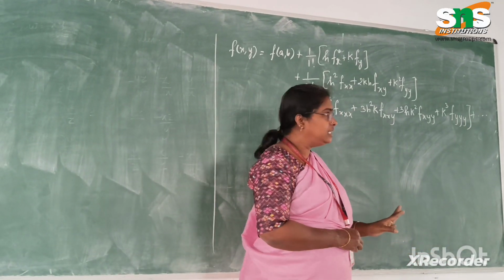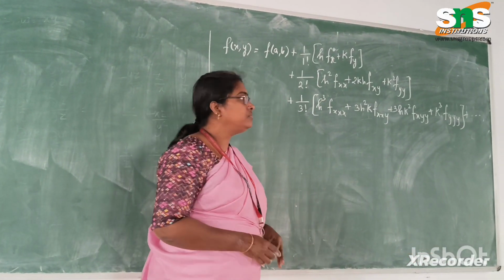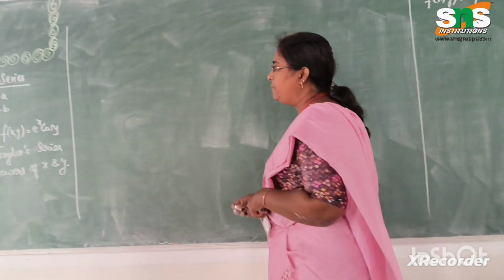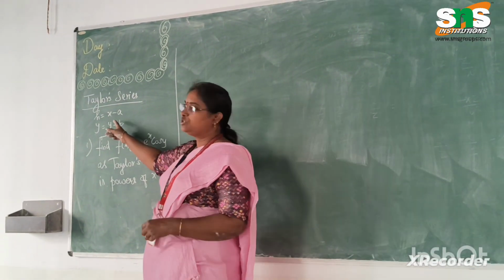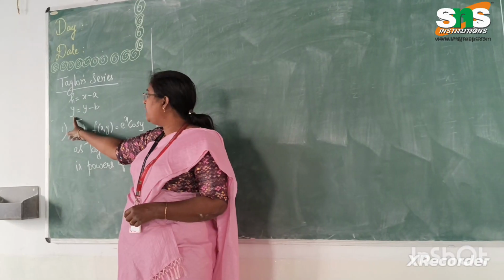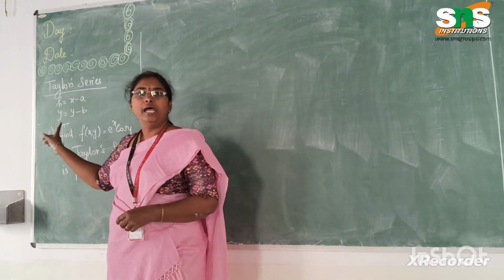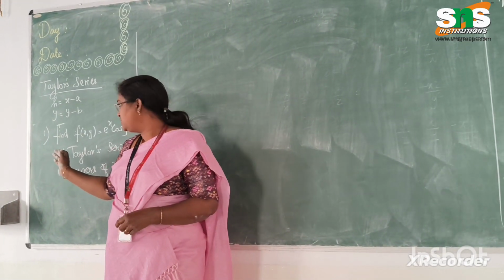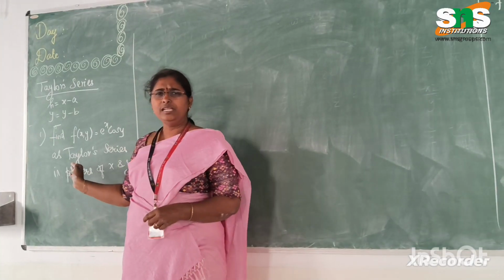So this is easy. First, we compare h with x, that is, h means x minus a and k is y minus b. And we can derive this with an example.